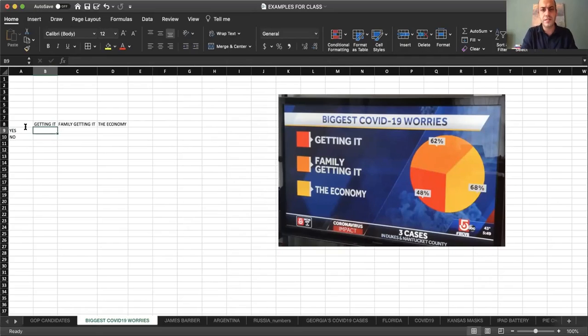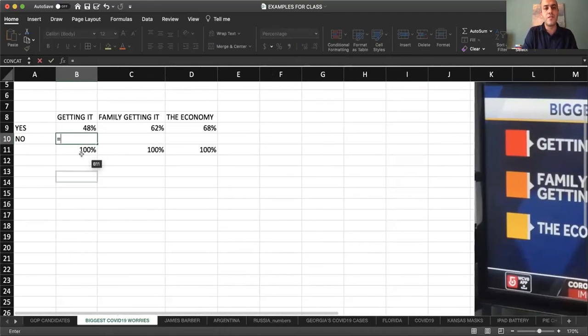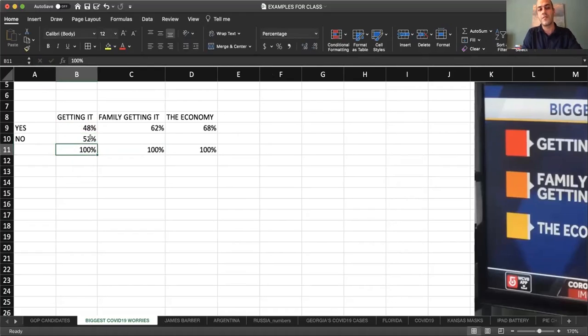And here the percentages I see here are the yes. So getting it is 68%. The family getting it is 62, and the economy is 68%, and then this should be 52. Because they will all add up to 100%, in Excel, what you can always do is say equal to, this minus this, and then it will just calculate it for you.